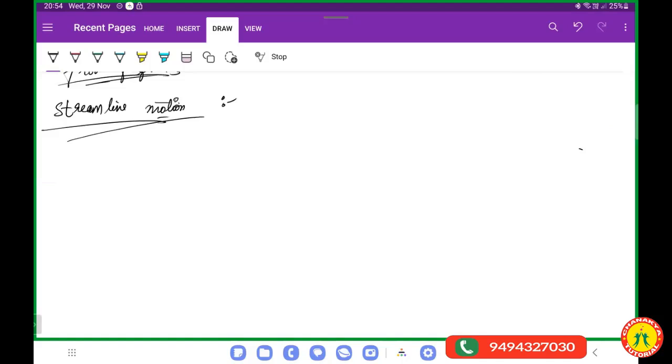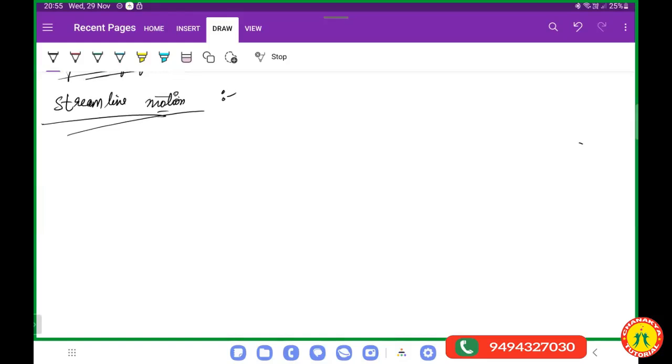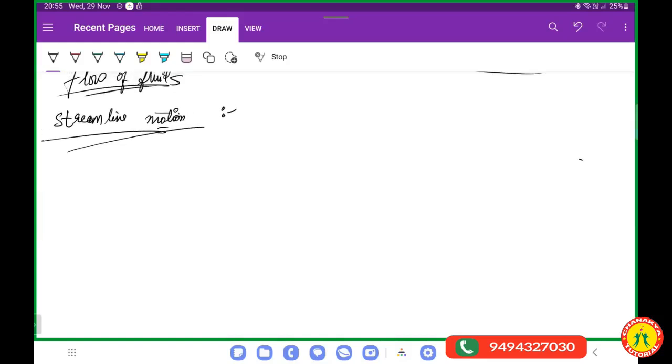So let's go with streamlined motion. Now, similar thing. I'm not going to change any words here. Same thing we are going to do, similar way, we'll write some points so that we will remember for later. So here, if fluid particles are proceeding with some flow, and it is following some path, which is a very smooth path, without them being in contact.